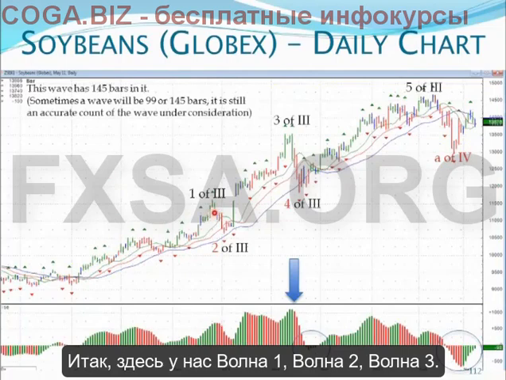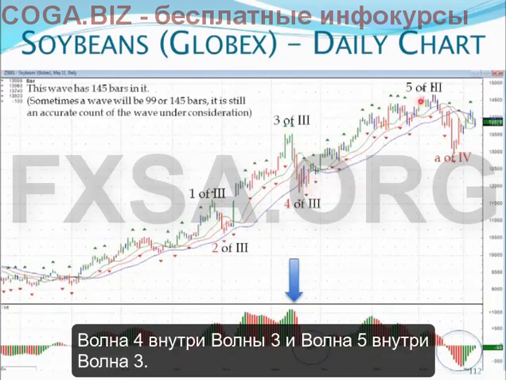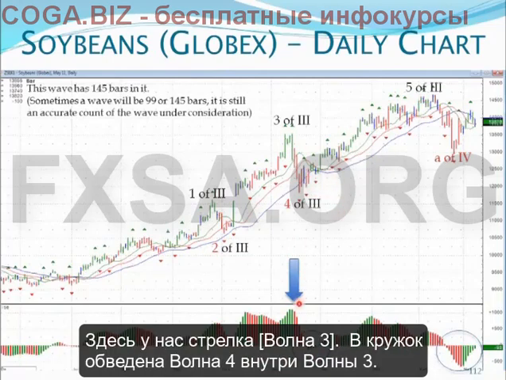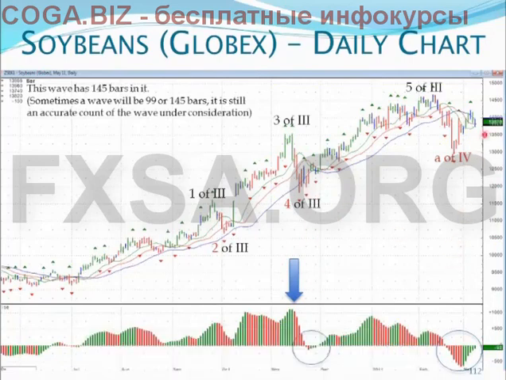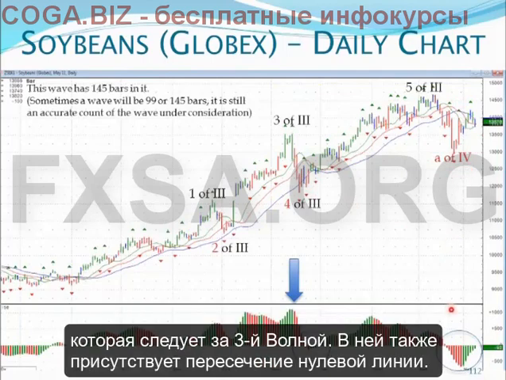So we have a wave 1, wave 2, wave 3. We find our peak here on the AO, so we know that's 3 of 3, 4 of 3, and 5 of 3. We have the arrow here, circling the wave 4 of the 3. We also notice here on the far right the A wave of the big wave 4, the larger degree wave 4 that follows the third wave, and it also crossed the 0 line.